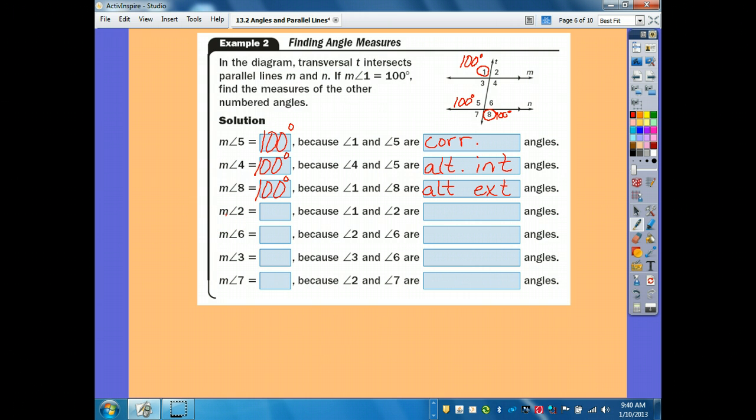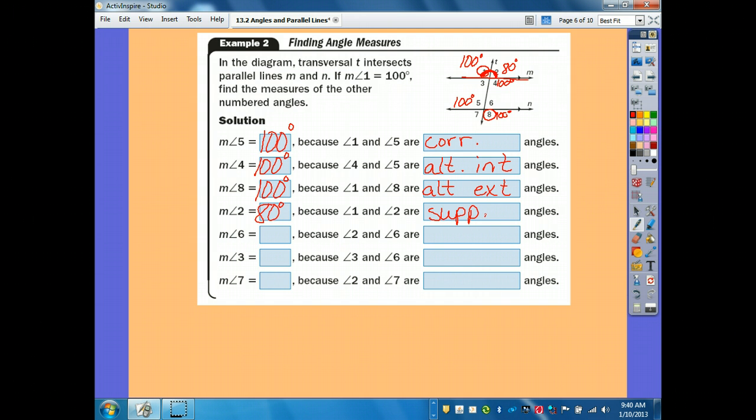Measure of angle 2, what does that equal? 80 degrees. And how do you get that? Because 1 and 2, what are 1 and 2? Corresponding? No? Good guess. Yes, they're supplementary. See here, this flat line? They make this straight angle. So if this one's 100, this one has to be 80 degrees. They are supplementary angles.